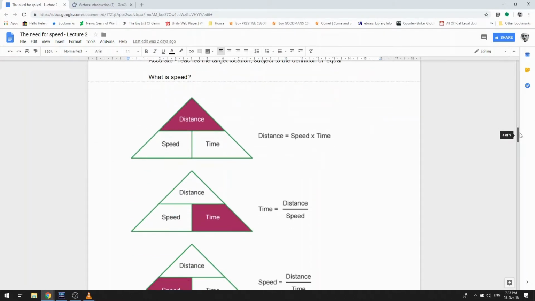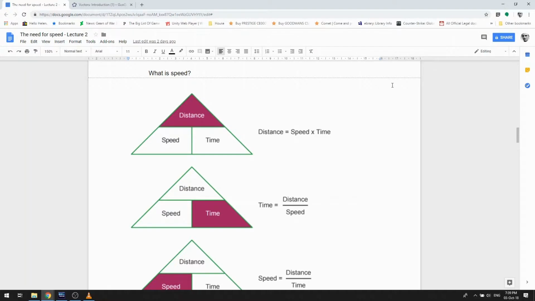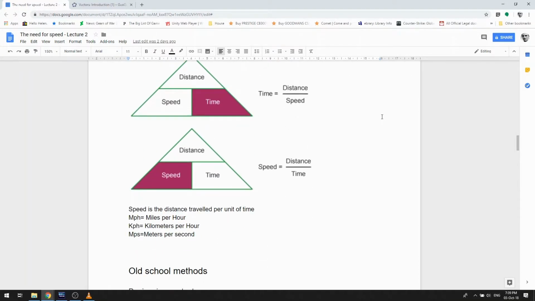But first, let's discuss what speed is. We have 3 components: distance, speed, and time. We know that distance is the speed multiplied by the time. We know time is the distance divided by the speed. And we know that speed is the distance divided by the time. We know this from the fact that speed is actually described in this way. When we talk about distance traveled, we talk about the distance per unit of time. So we have miles per hour, kilometers per hour, and meters per second. What that means is it is the distance divided by the unit of time.